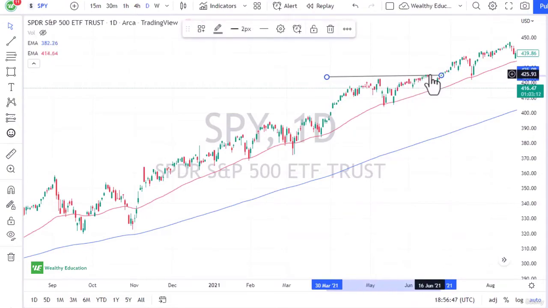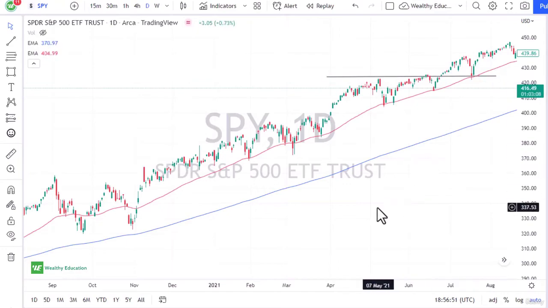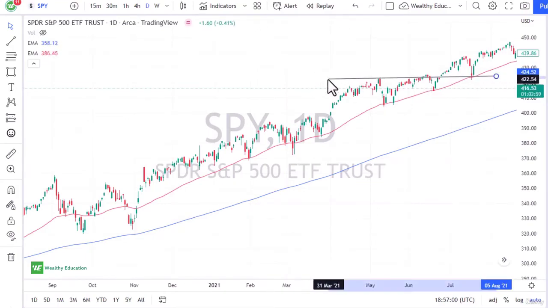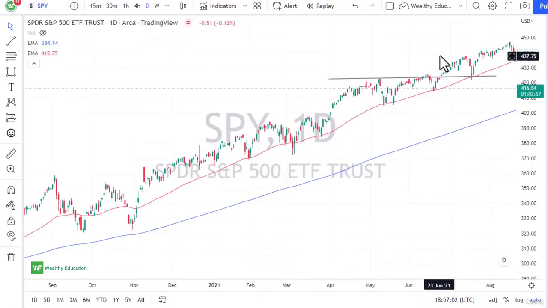resistance. But notice something. When we come back down to this little area here, and I'm going to call it 425. I'm not going to try to get it to the tick, and that's the thing. It's not to the tick. It's an area. This area here that had been resistance became support later, and we bounced from there.